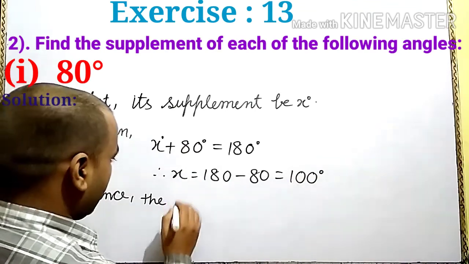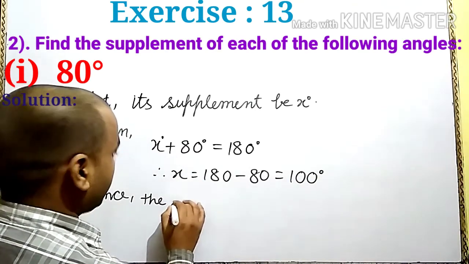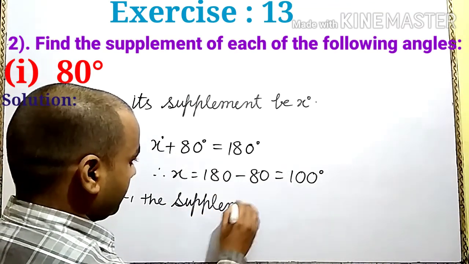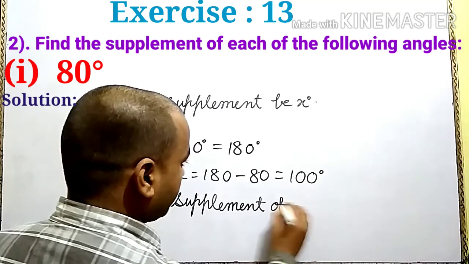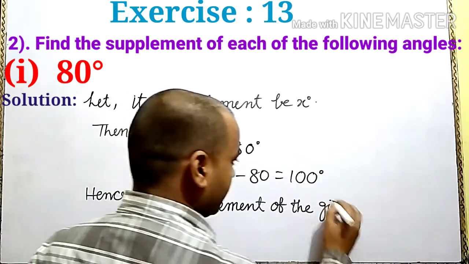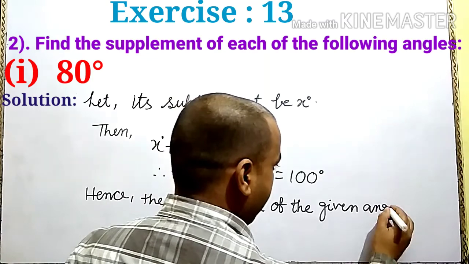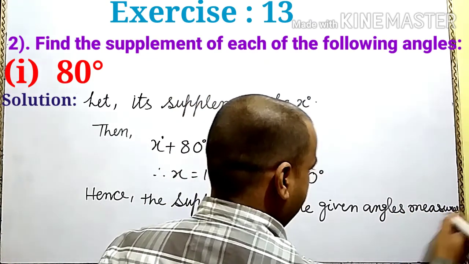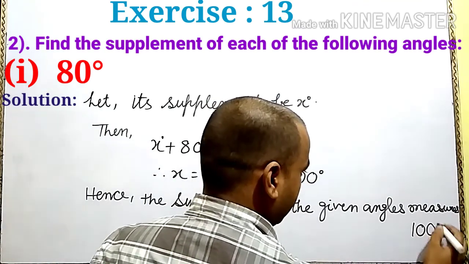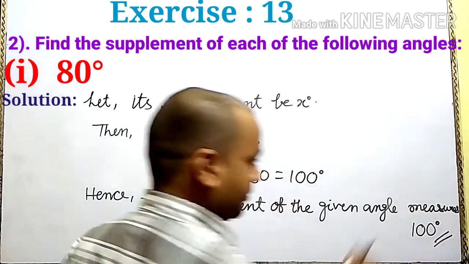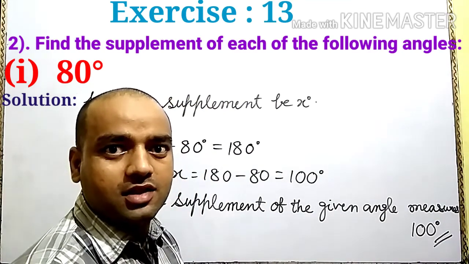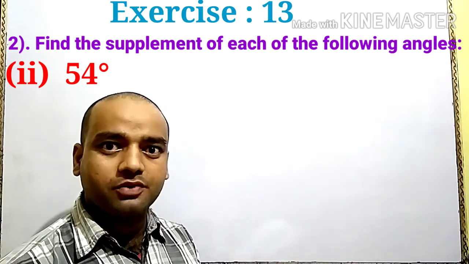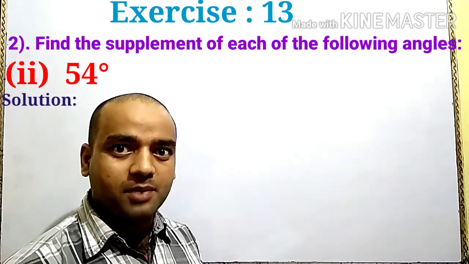Hence the supplement of the given angle measures 100 degree. Is it clear? Now let us discuss the next question. In the next question, find the supplement of each of the following angles. Here the angle given is 54 degree.